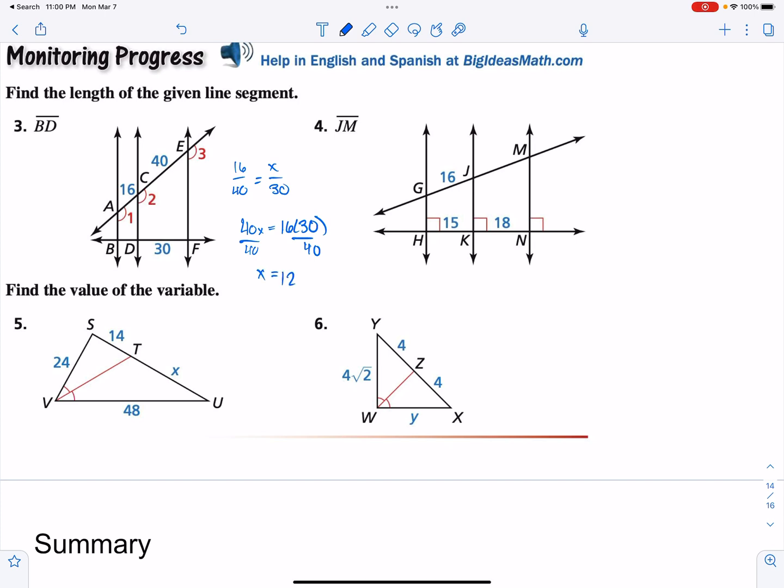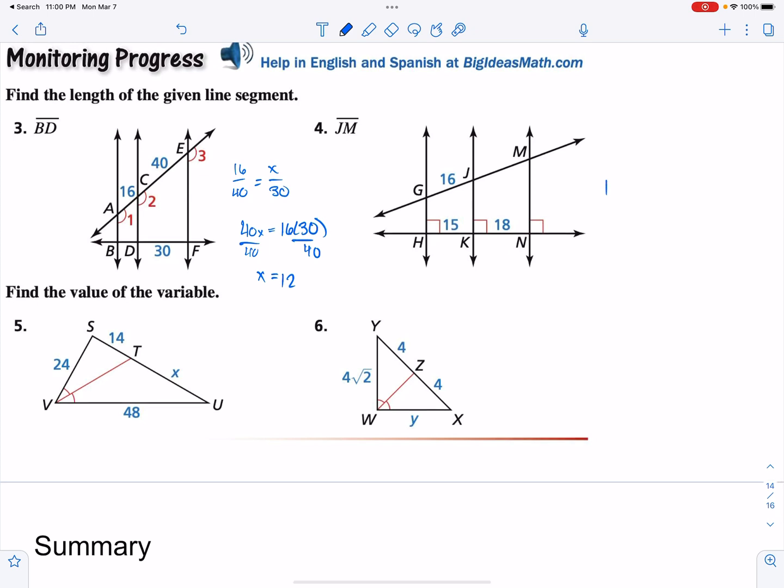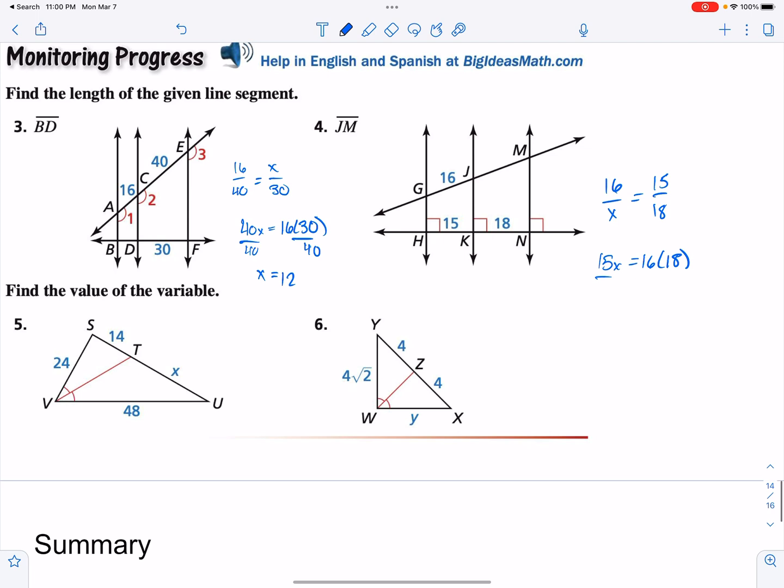Okay. Again, we set up our proportions here. So we have 16 over x is equal to 15 over 18. We do our cross products. 15x is equal to 16 times 18. So I'm going to go 16 times 18 divided by 15. And again, we get a decimal here, which is fine. We get x equals 19.2.